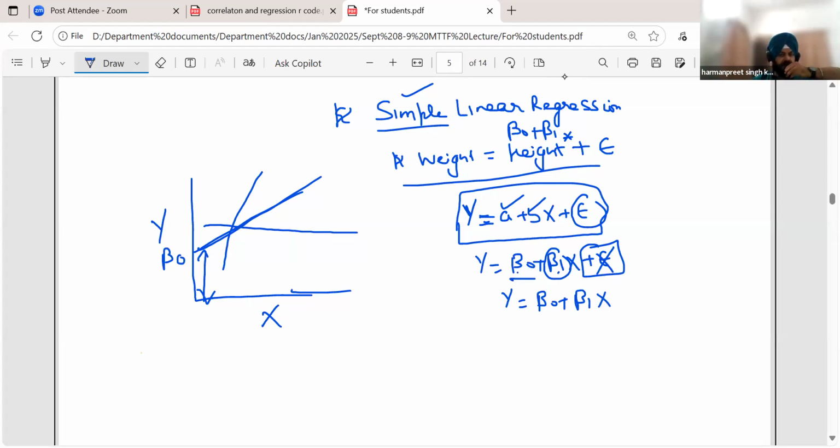Okay, very good. So let me tell you more. What ma'am has explained to you, that term is called residue. I will come to that term residue, but let me explain to you this error epsilon term.